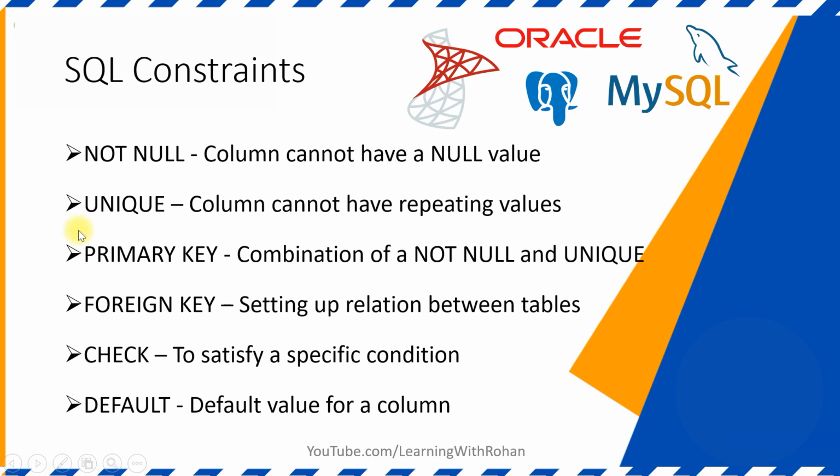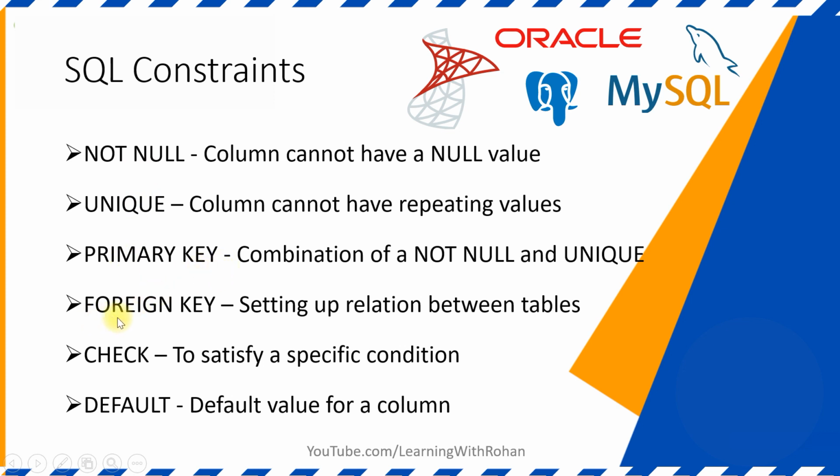So this will not allow any repeating values to be entered, either it can be an insert or update. It will not even allow repeating values, so that you prevent duplicating your data. So primary key is a combination of both not null and unique. It will not even accept any null value, and also it has to be always different, right? It has to be unique. Whereas a unique constraint can accept null, but the primary key cannot accept nulls.